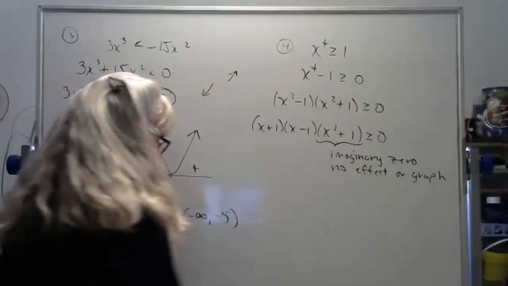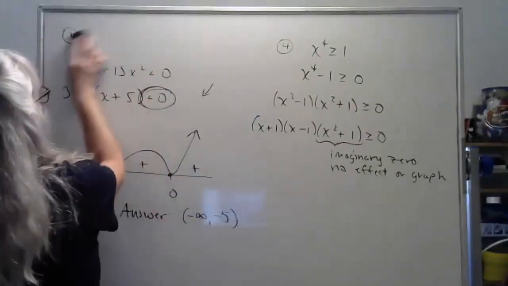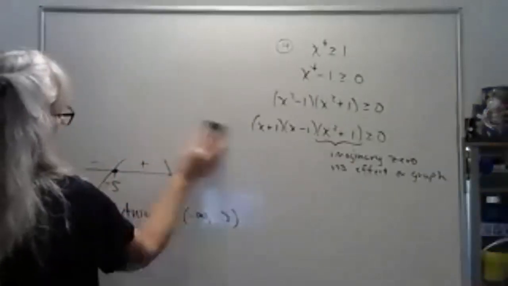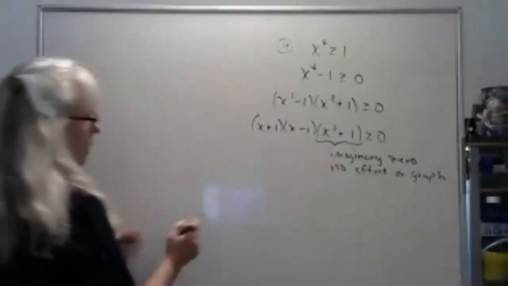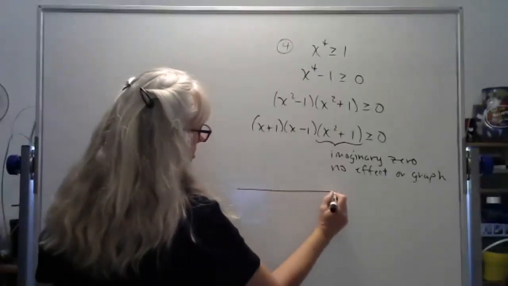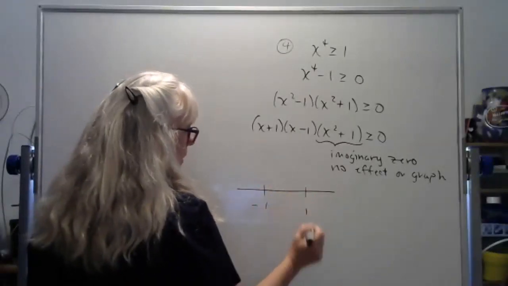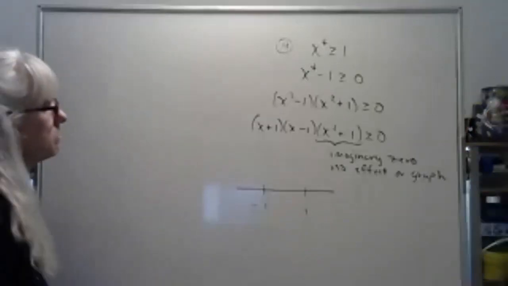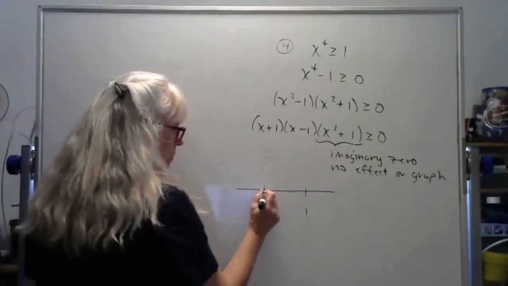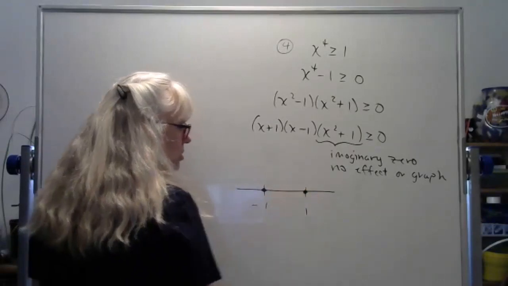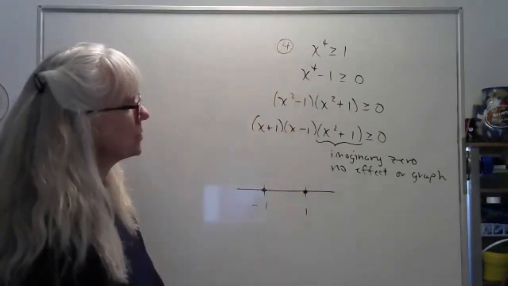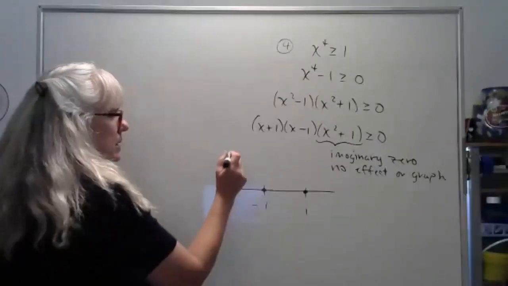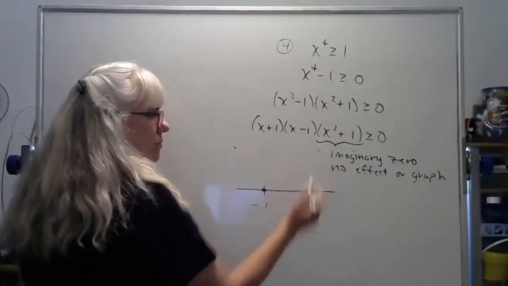So that means that the only places where we're going to cross the x-axis are going to be at -1 and +1. So our graph, -1, +1. That's it. Okay, I have to figure out where this picture is going to start and where it is going to stop. Because it's an x to the 4th, it's a 4th degree polynomial. So that tells me it's going to start above and it's going to end above.